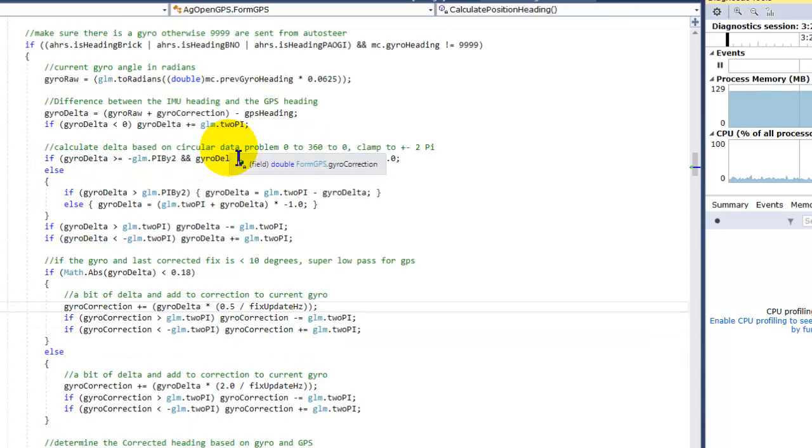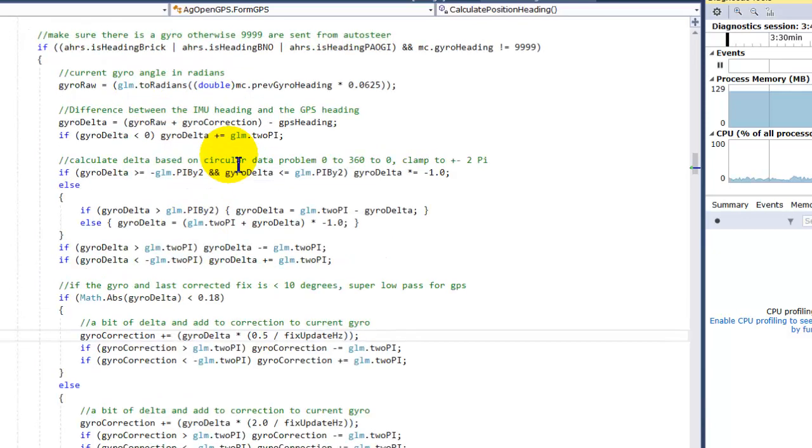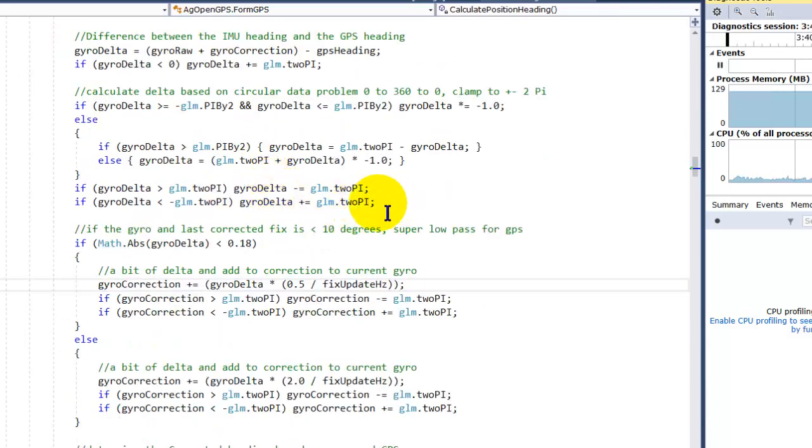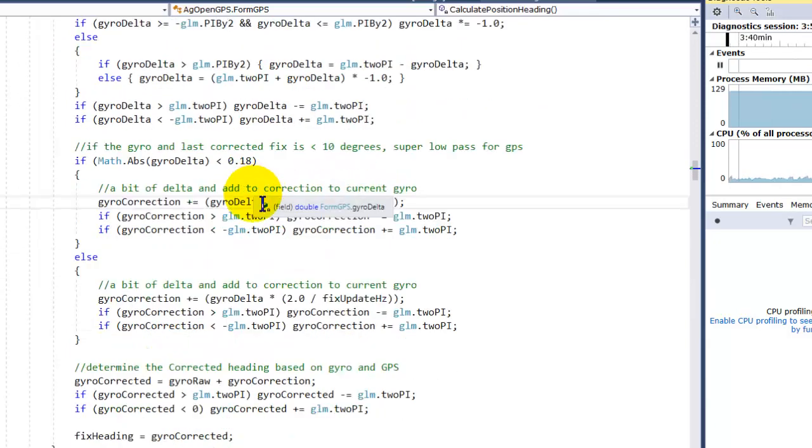Now the fun part begins. What's the difference between 6.27 and 0.1? Well, it's not 6.26, it loops over zero. So most of this stuff is all just correcting for that circular error issue where you go from 6.28, which is 2 pi, back to zero. So that takes care of all that.